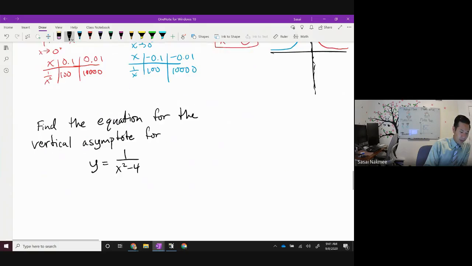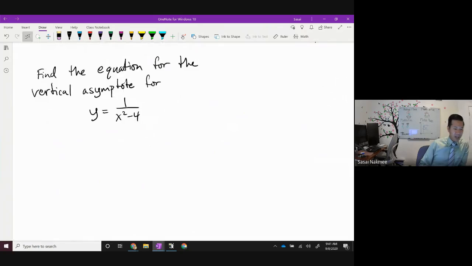So let's go on to this one. Find the equation for the vertical asymptote for y is equal to 1 over x squared minus 4. I'm not going to ask you to give me this. I'm just going to ask you to try it. See if you can figure out what is the vertical asymptote for this. You don't have to type it in the chat. Just write it out in your notes. Go ahead and try it.